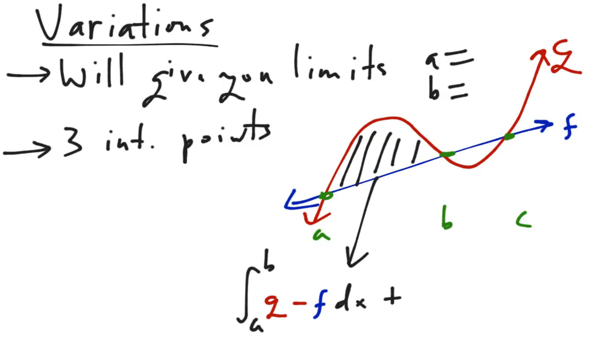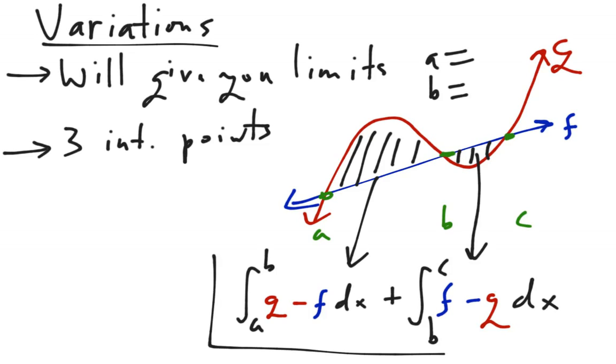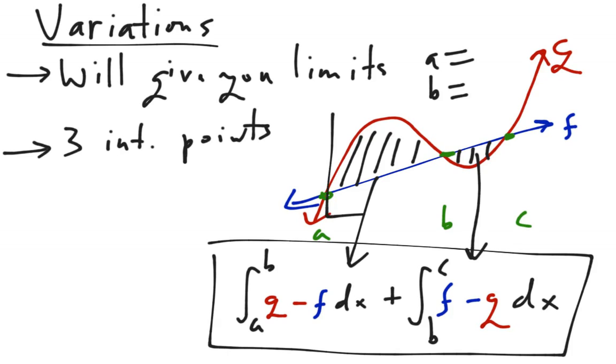And then we're going to add the second area. And notice that in the second area, f is on top, so we have to set up a new integral, the integral from b to c of f minus g, dx. And then you would have to calculate each of these separately and then add them. And so it's very important that you are very aware of the fact that you're doing top function minus bottom function, otherwise you'll get it wrong. There is one more variation that will be covered in a new video.